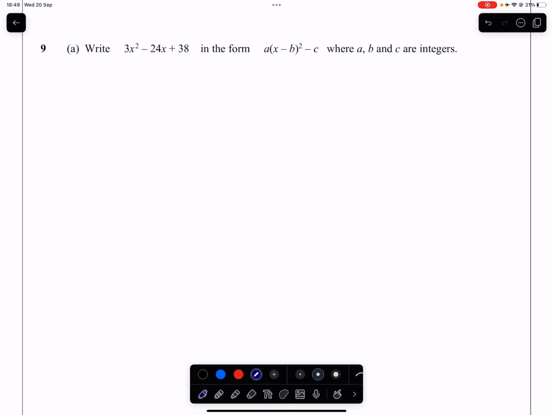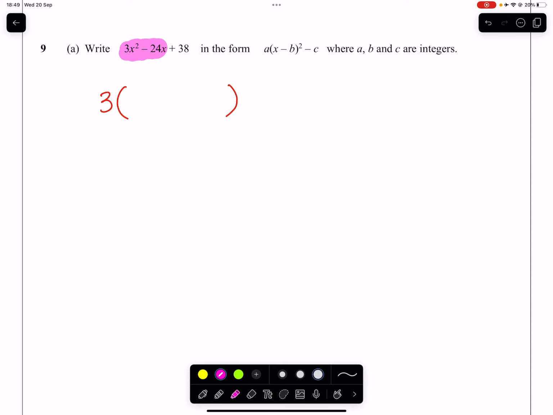Question 9. Write 3x squared, take away 24x plus 38 in the form a bracket x minus b close bracket squared, take away c. This is completing the square. So first things first, we have to get an x squared on its own. We don't want that 3, so we have to take it out as a factor. The only two terms that you need to take it out as a factor of are these two.